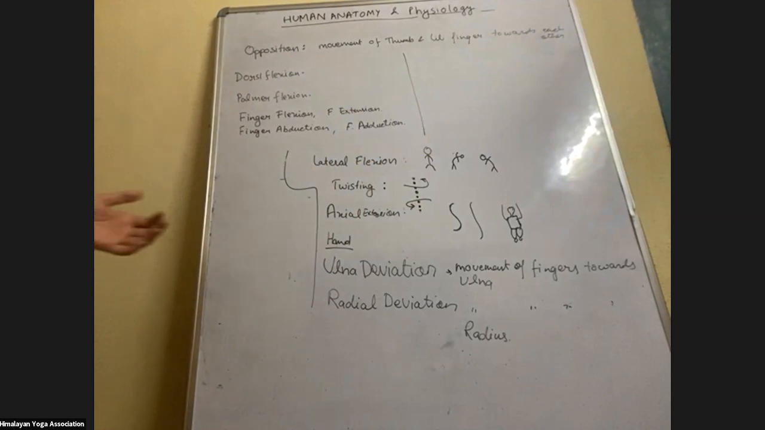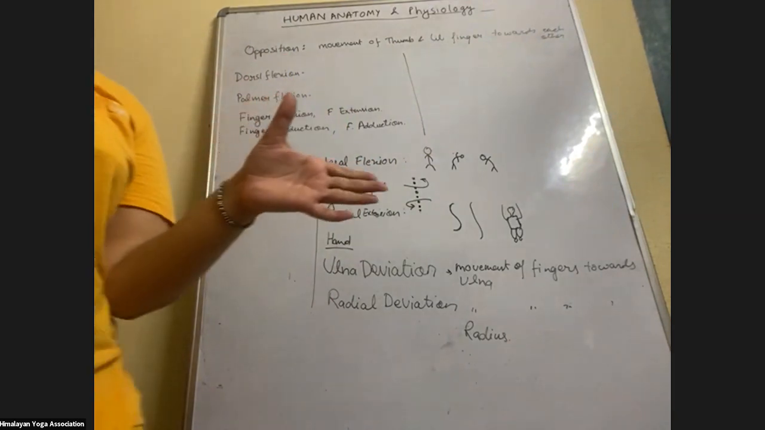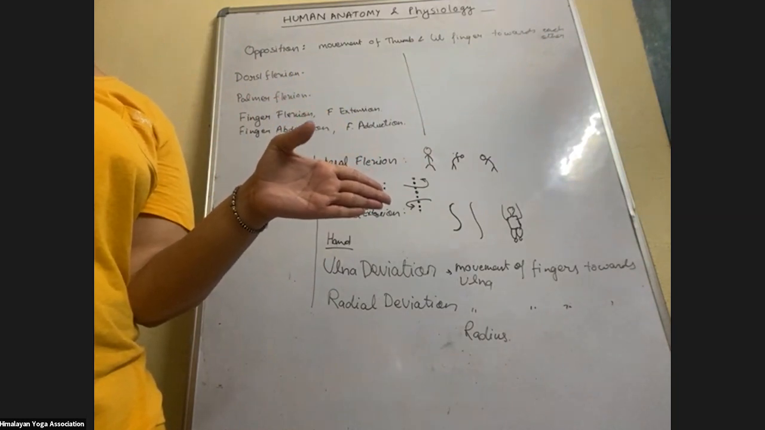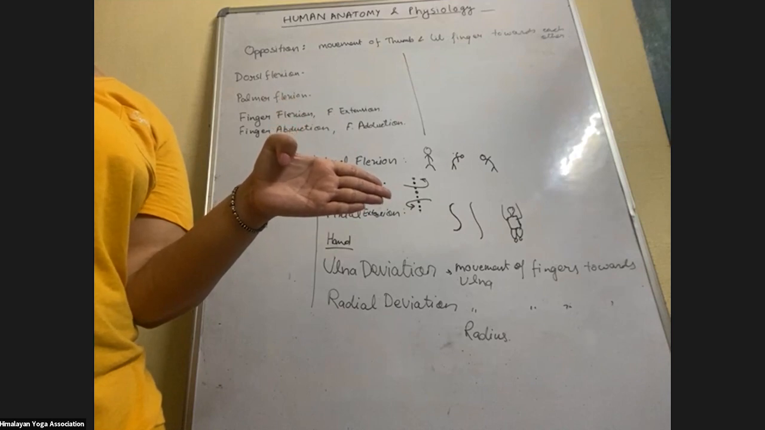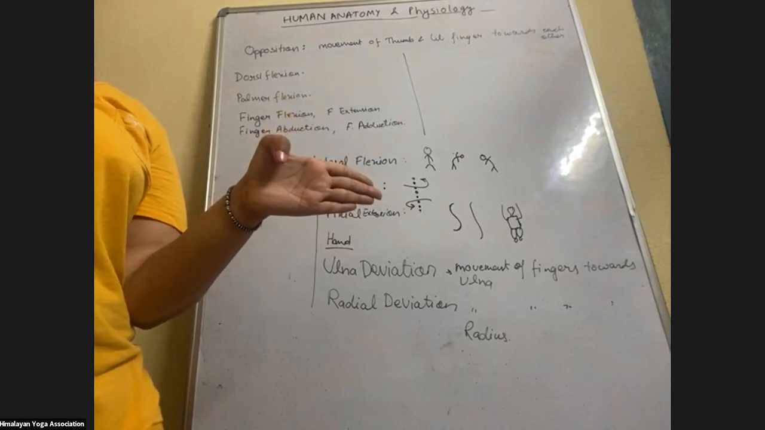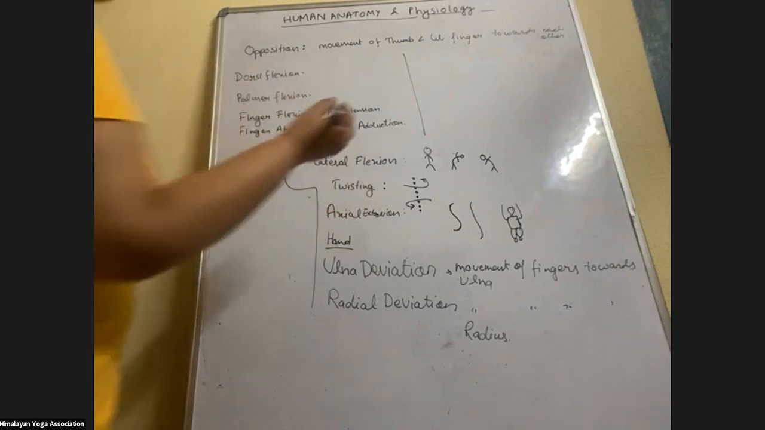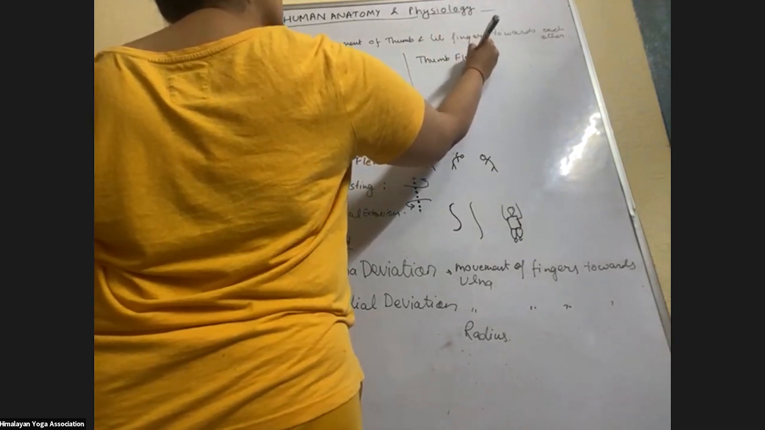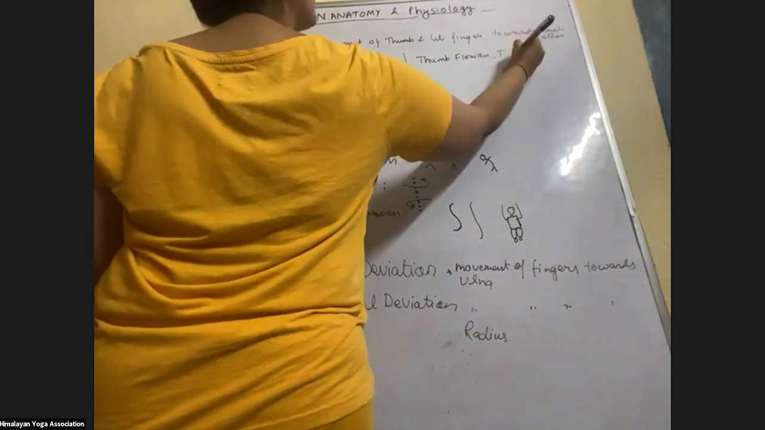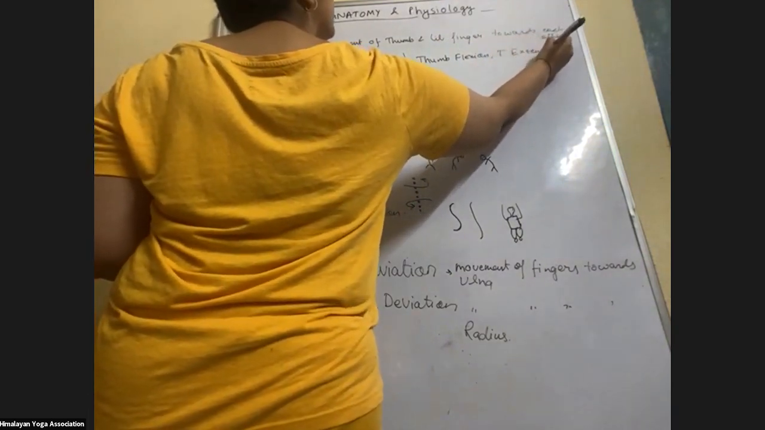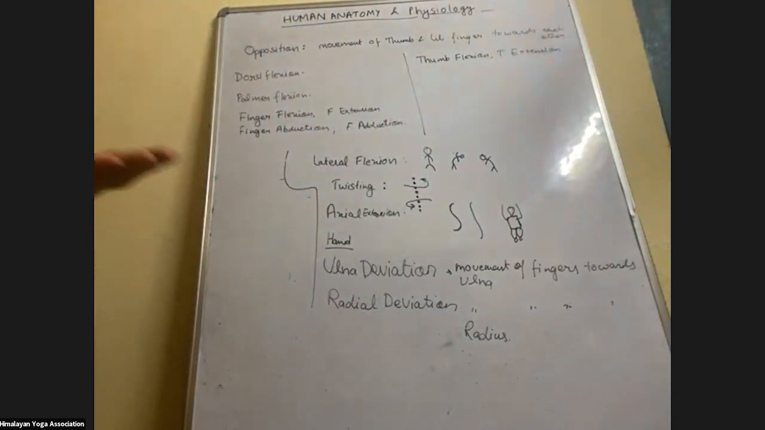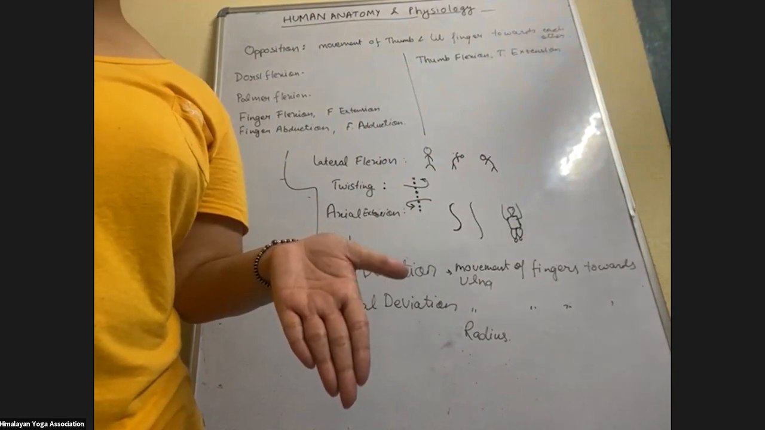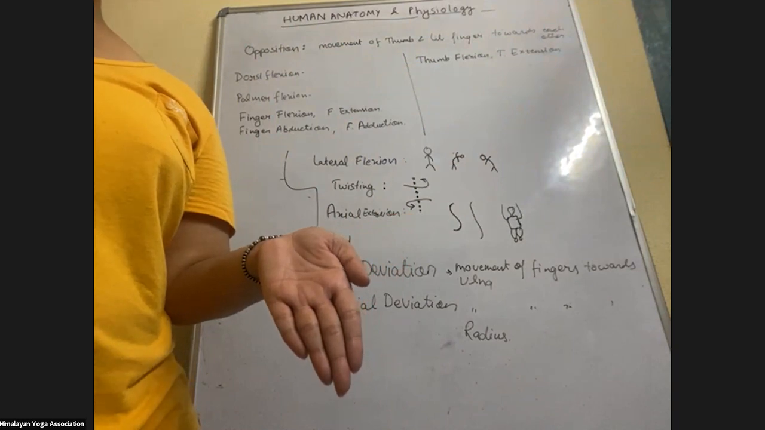Okay, then we have thumb flexion, thumb extension, thumb flexion, thumb extension. Then we have thumb abduction, thumb adduction, thumb abduction, thumb adduction.